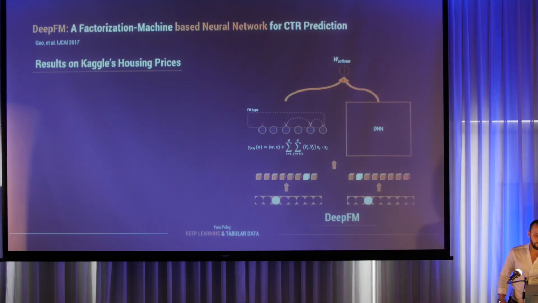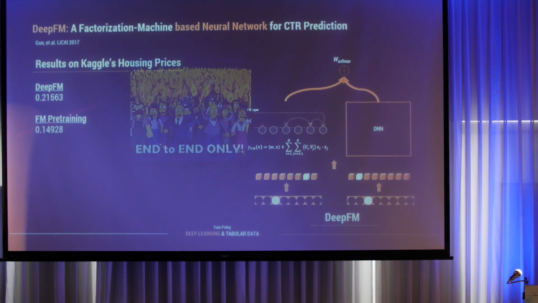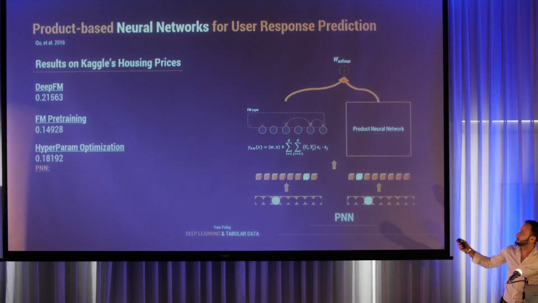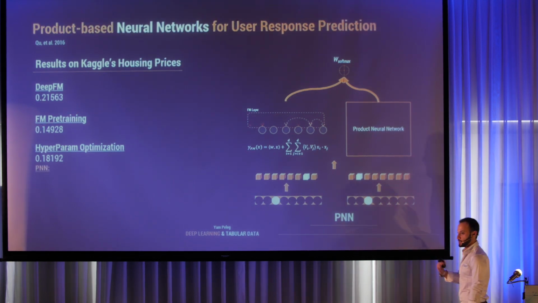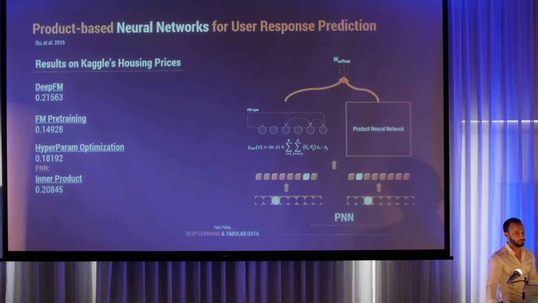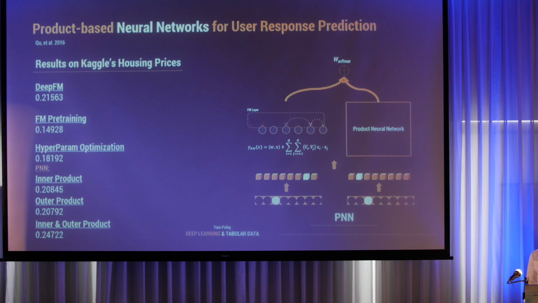So if we use a factorization machine on one side and a deep neural network on the other side, we get the following score on Kaggle housing prices. And if we do a pre-training for the factorization machine, we get a really better score, but we're not going to do that because it's not end-to-end. Another thing we can do is hyperparameter optimization. And a small improvement for that is product neural network, product not production, like dot product, this kind of product. And product neural network gets the following score, and inner and outer product gets the following score.